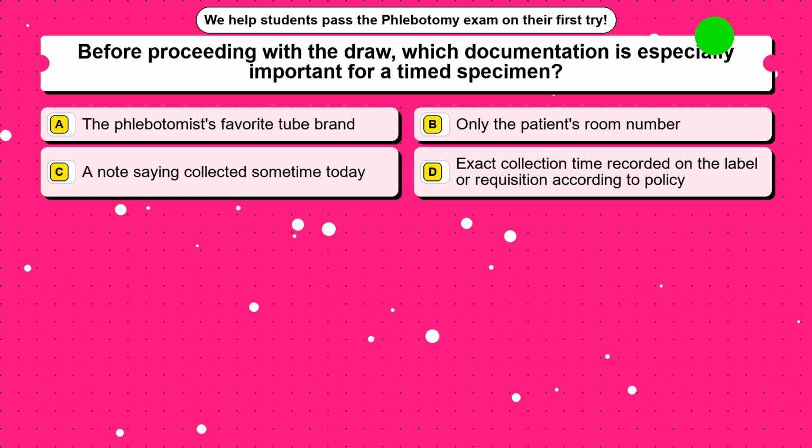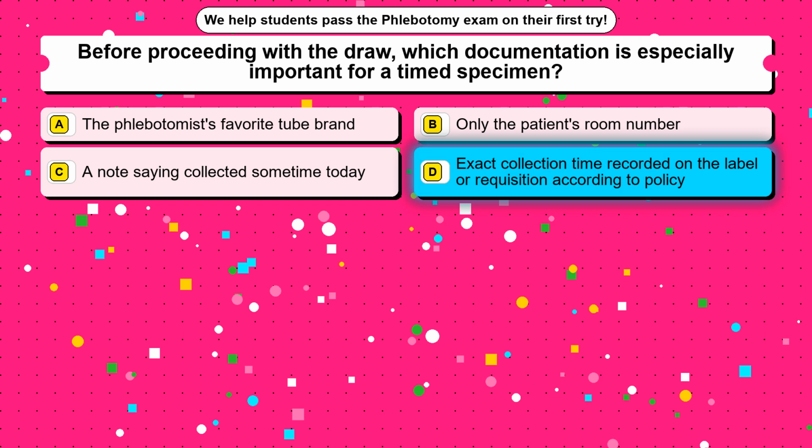Question 80. Before proceeding with the draw, which documentation is especially important for a timed specimen? Option A. The phlebotomist's favorite tube brand. Option B. Only the patient's room number. Option C. A note saying collected sometime today. Option D. Exact collection time recorded on the label or requisition according to policy. The correct answer is option D.